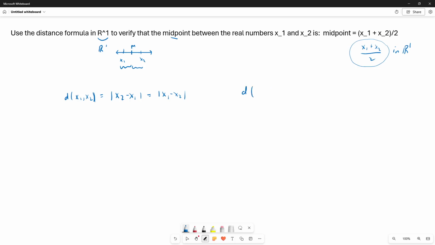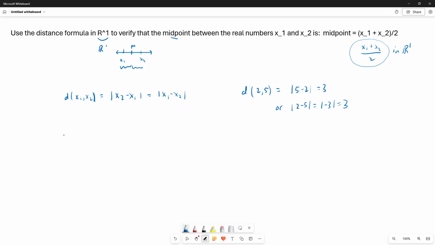So for example, the distance between the numbers 2 and 5 is the absolute value of 5 minus 2, which is 3, or the absolute value of 2 minus 5, which is the absolute value of negative 3, which is 3.